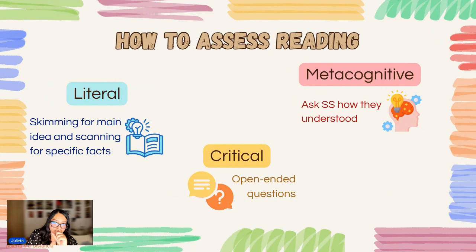Now, how to assess reading? We have three different ways. In the literal aspect of it, skimming for main ideas and scanning for specific information of the text. Critical reading will be assessed through open-ended questions. And in the metacognitive sense, we want to ask students how they understood. What was the most difficult part of it? What helped you understand that part?